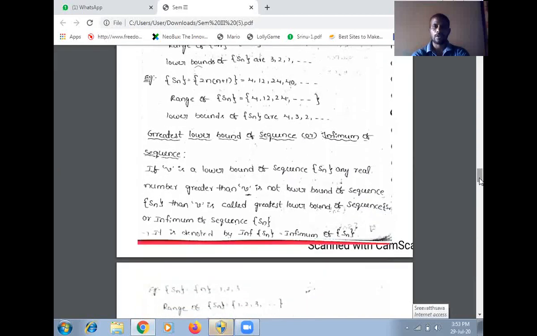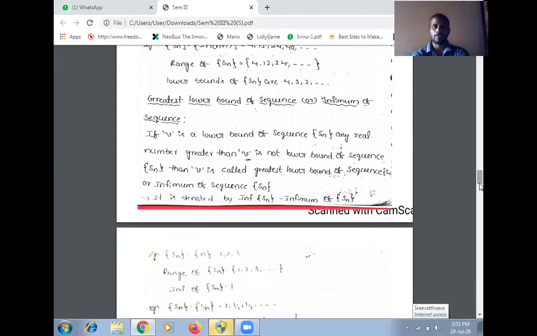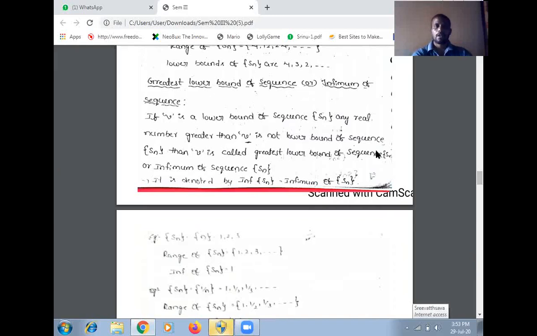Now I am going to another definition. Greatest lower bound of a sequence.